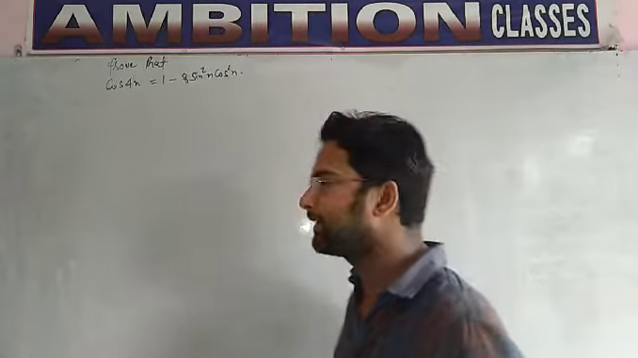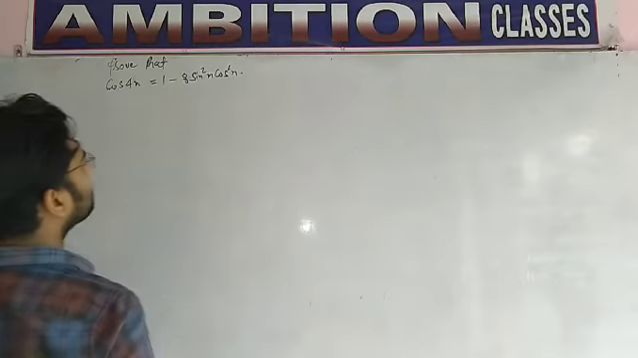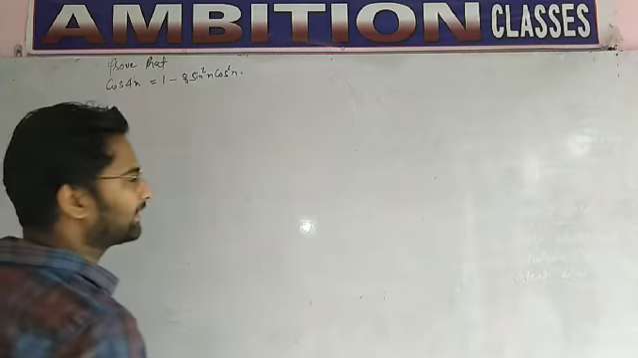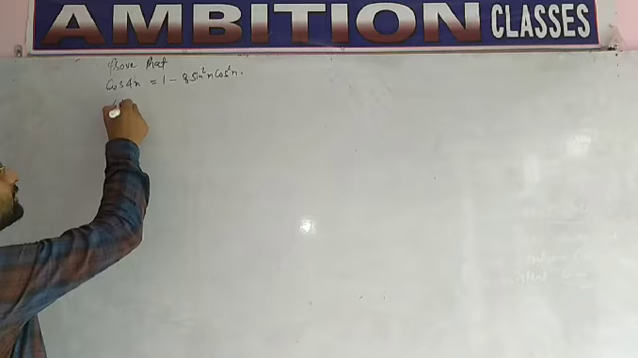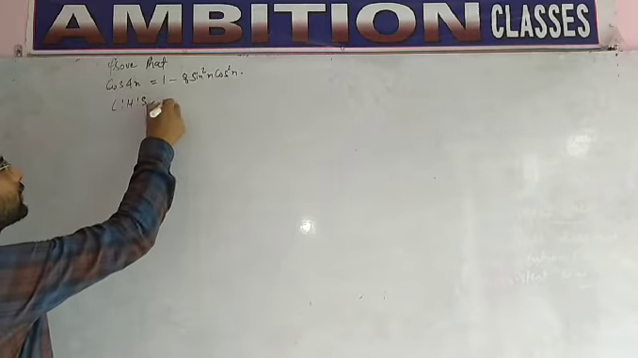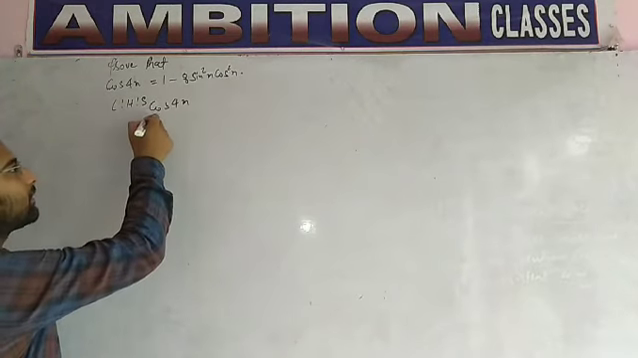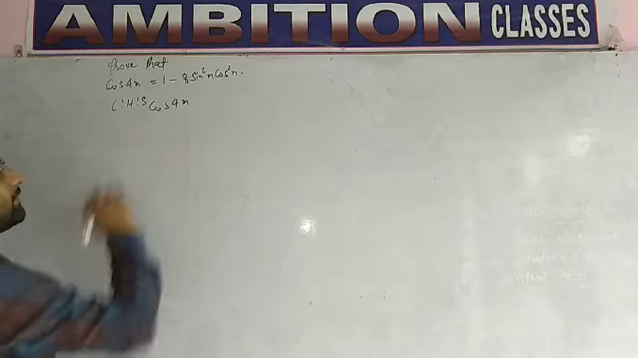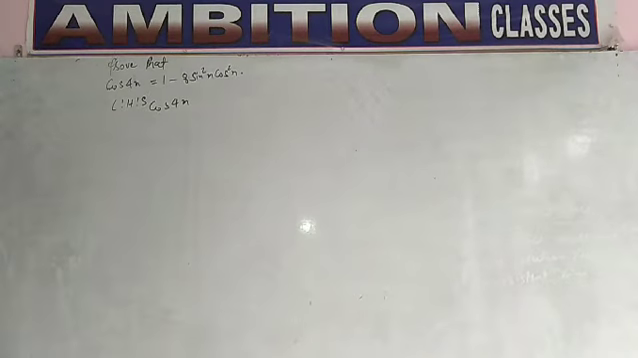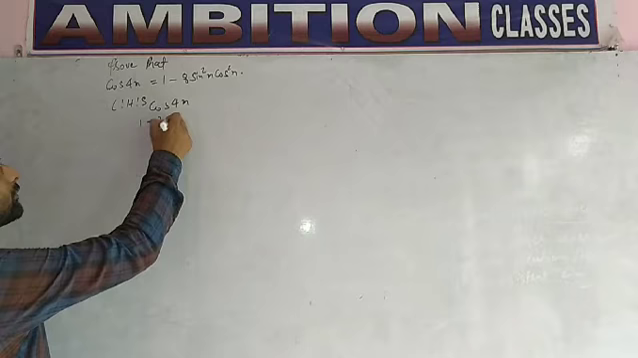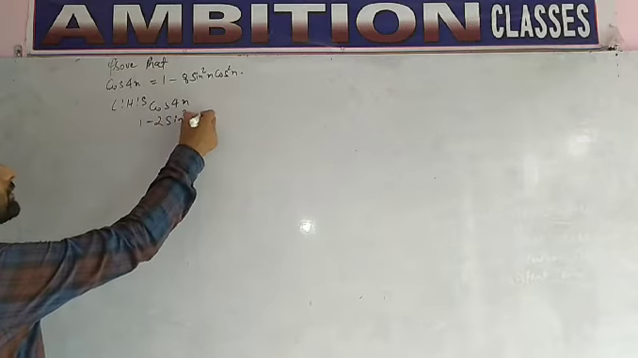Students, now we are having another question. Prove that cos 4x equals to 1 minus 8 sin square x cos square x. So let's see. LHS, cos 4x. For cos 4x we have a formula. What formula can we apply, students? 1 minus 2 sine square 2x.